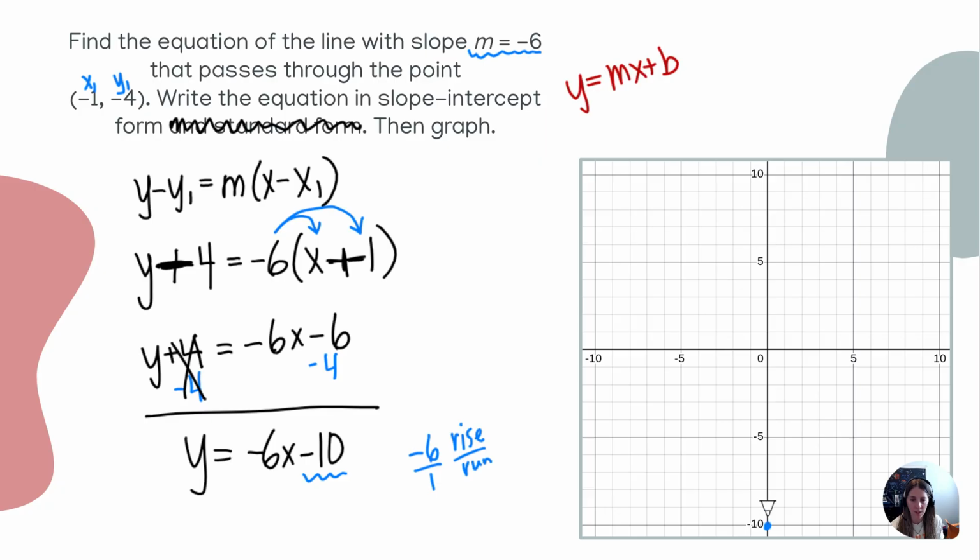So maybe I'll do the opposite. I'll go up 6 over 1. So that would get down 6 over 1. That would line up. So my line would look something like that.